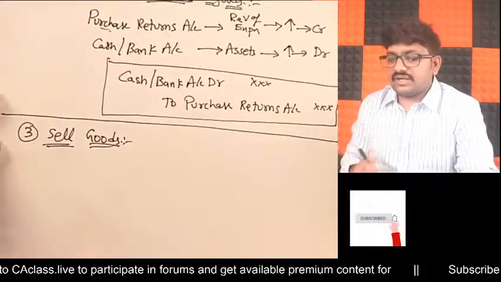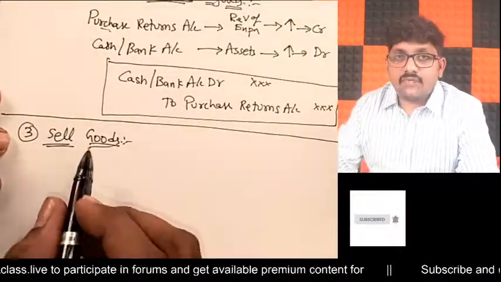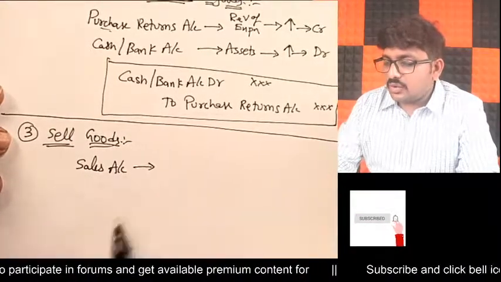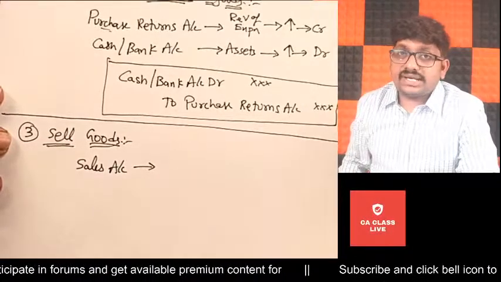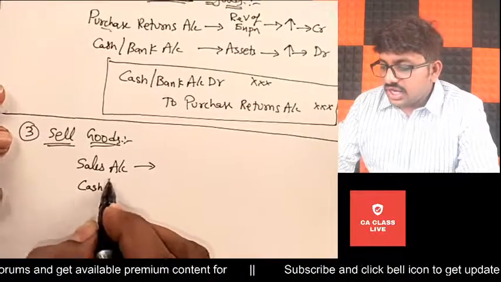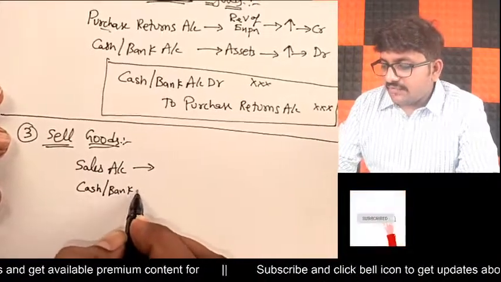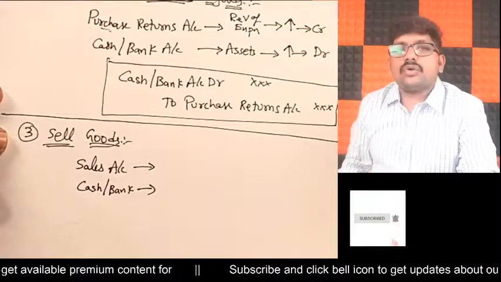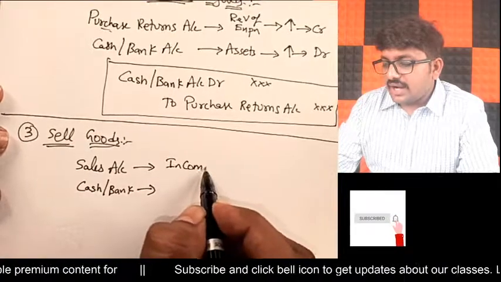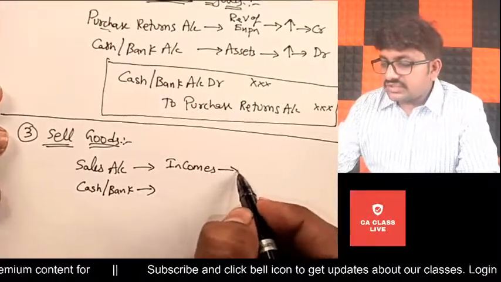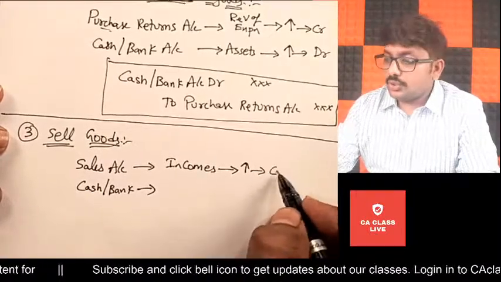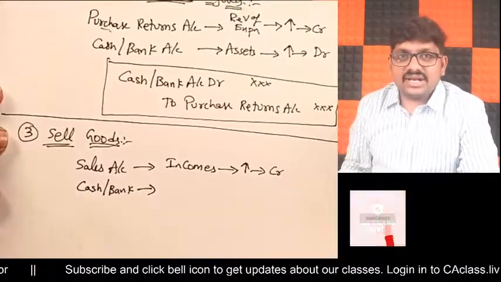Which accounts will be affected? Now, as we were discussing, first of all, when you sell goods, that particular item has to be taken to which account? Sales account, already discussed. And you are doing a cash transaction, so when you sell the goods, you will take money in the form of cash or bank. So cash or bank account will be affected. Sales is a part of, already discussed, incomes. When you sell goods, your incomes will increase. Incomes increase, what should you do? Credit. Correct?